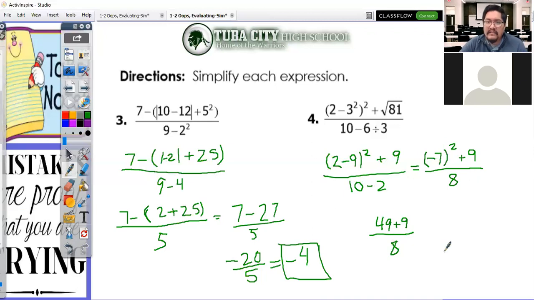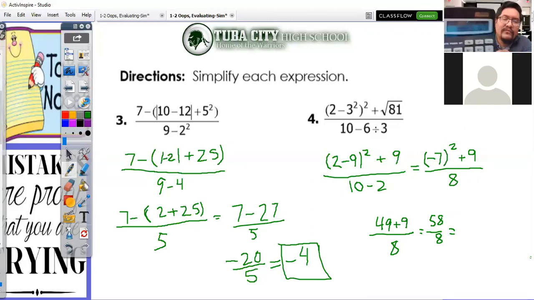So 49 plus 9, and that would be 58 over 8. Okay, so in this case, if we're working with a calculator, 58 divided by 8, you get something that looks like this, 7.25.